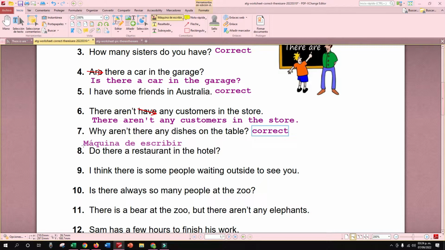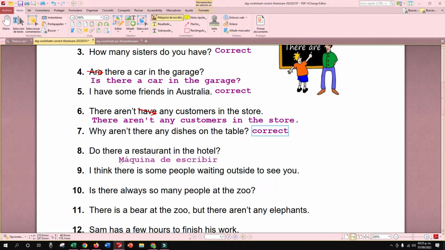No es tan común que utilicemos preguntas negativas, pero sí se pueden utilizar. Y vean, esta es la forma. First, the WH word, why, then aren't, that will be in negative, there, and the complement. So this is a negative question, right? So why aren't there any dishes on the table? So that is correct. This question is correct.